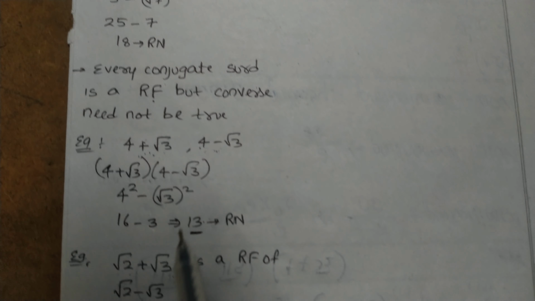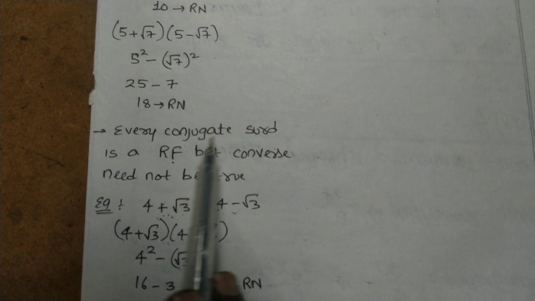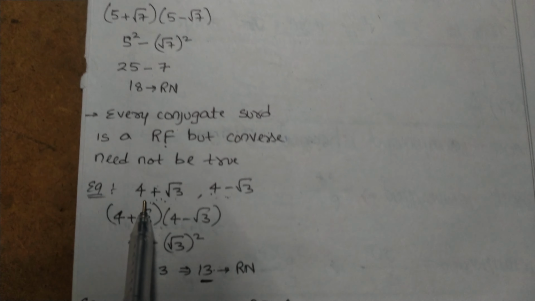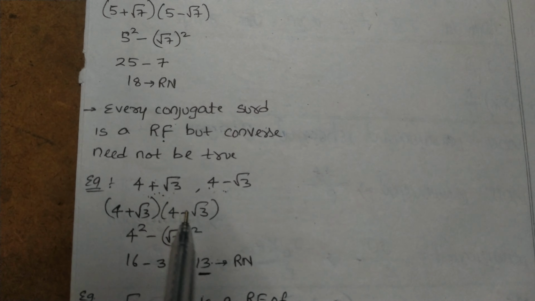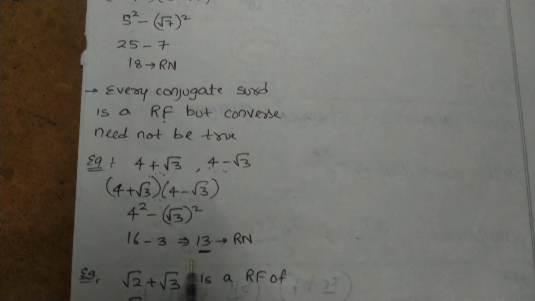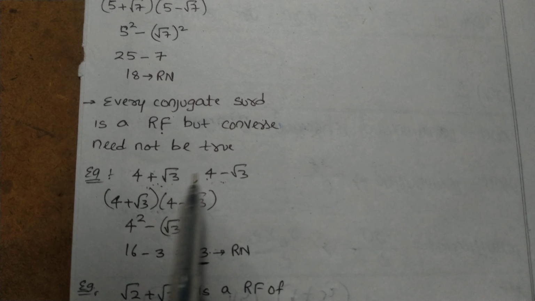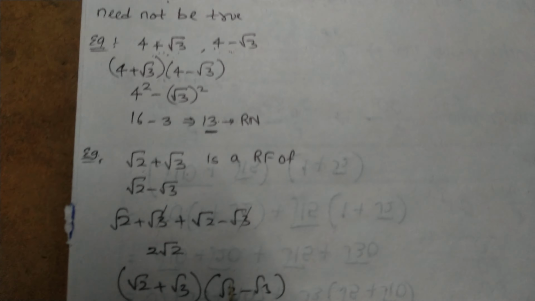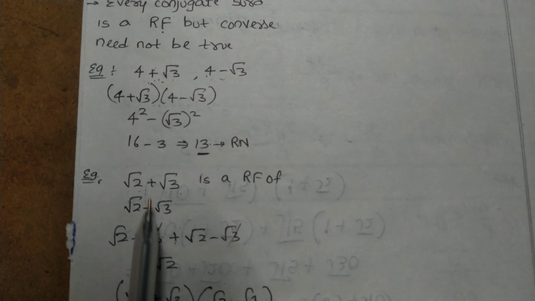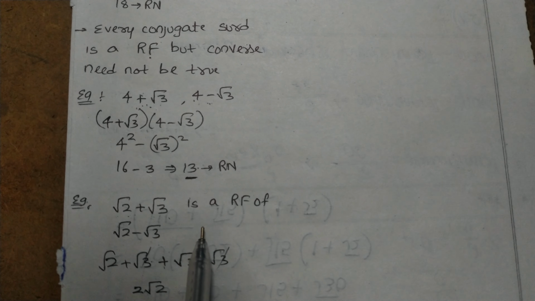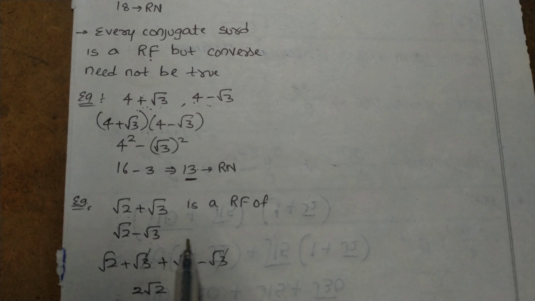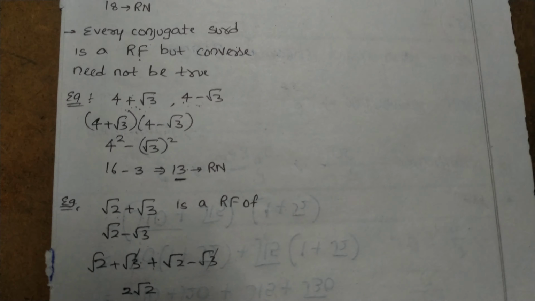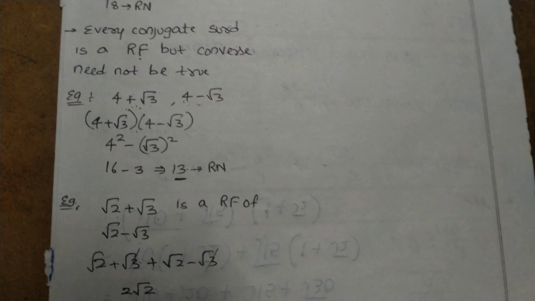Similarly here also same thing, but here also what they told, every conjugate set is a rationalizing factor. So this is a conjugate set, it should be a rationalizing factor of this, right? So if we are multiplying, we got a rational number or not? We got. But converse need not be true. Means what? Suppose if you are taking any rationalizing factor and you take the conjugate of that, it may be a conjugate or it may not be a conjugate. That is what the meaning.